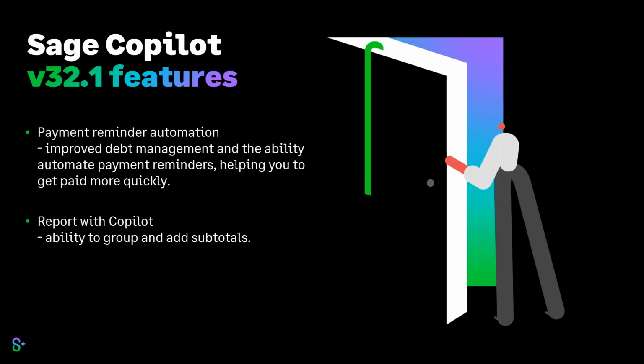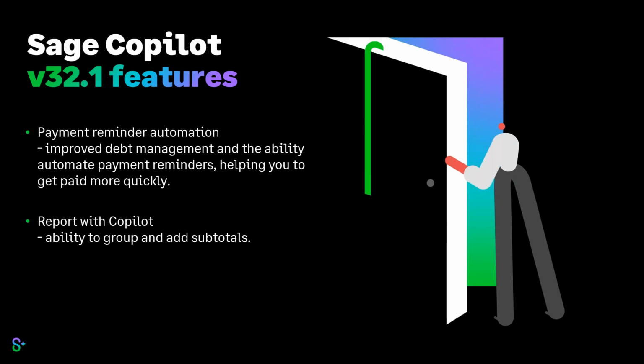Now 32.1, again, remember, check your version, Help, About. So when you're using Copilot, if you haven't got everything that I covered today, check your version, and hopefully you'll be able to spot whether it's worth upgrading to a more recent version to get these types of features within Copilot. So 32.1 did include that enhancement to Report with Copilot, adding the groups and the subtotals. But the other big enhancement was the payment reminder automation, so improving your debt management. So that ability to automate the sending out of reminders.